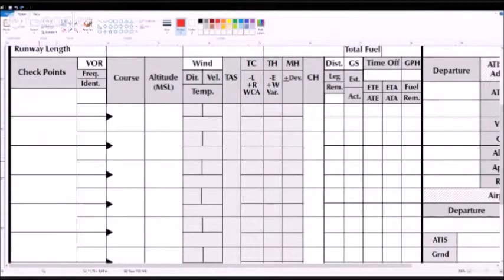All right, so the next thing that we have to do is find the true heading. And that is found using the wind correction angle that you got from the E6B earlier. If that wind correction angle was to the left of the center line on the E6B, then you would subtract it from true course. If it was to the right, then you would add it to true course. So if the true course was 180, and the wind correction angle was 5 degrees to the left, then your true heading would be 175.